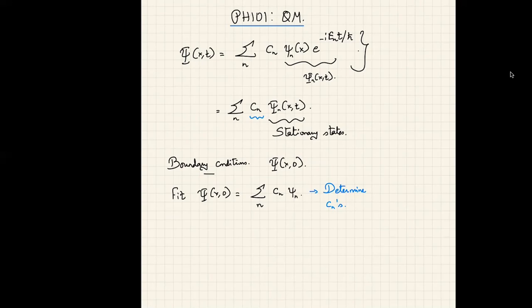So the general strategy when it comes to solving the time-dependent Schrodinger equation is to simply write it as a linear combination of all the stationary states and figure out what the Cn's are by fitting it to the boundary condition at time t equal to 0. So the only thing that remains is to determine what these psi n's are, and these psi n's are the eigenfunctions of the Hamiltonian operator. And this, of course, depends on what potential energy we are talking about. So the determination of psi n depends on the problem at hand.